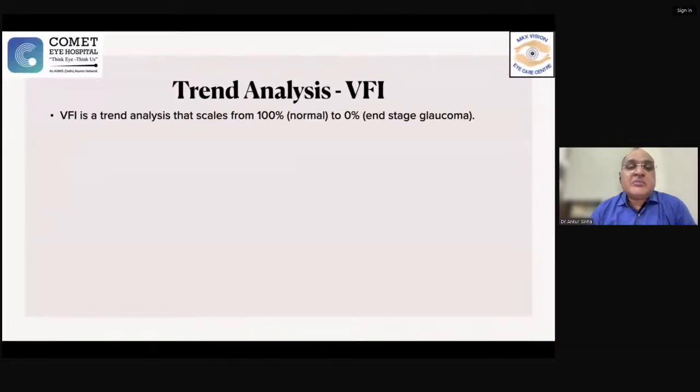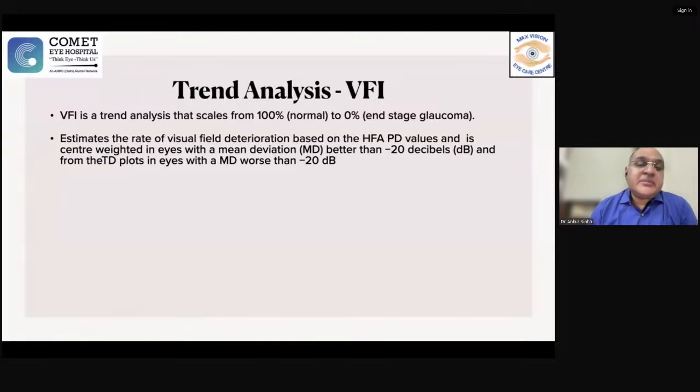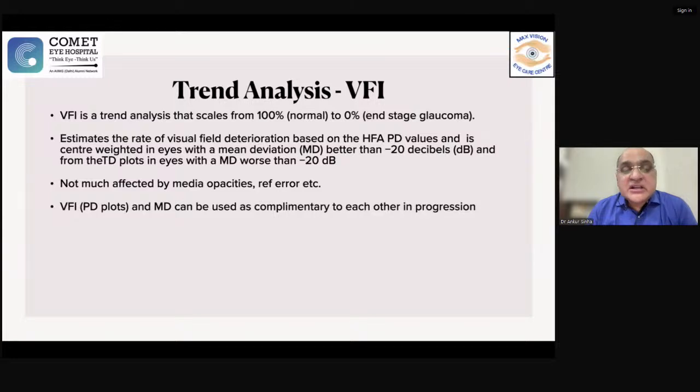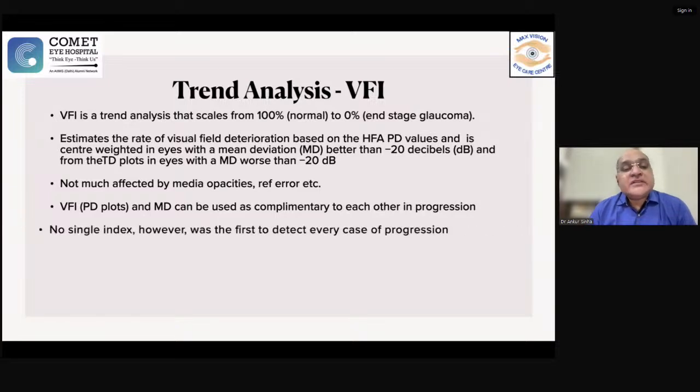Now, VFI is one of the forms of trend analysis which scales from 0 to 100. In the early part of VFI, when the sensitivity is good, it is based upon the pattern deviation plot. But when the sensitivity goes down below 20 decibels, it takes up the mean deviation to calculate the VFI. Now, this VFI is not affected by the media opacities and refractive errors, because it is largely based upon the pattern deviation plots. So VFI, which is based upon the pattern deviation plot and the mean deviations in the visual field, can be used as complementary to each other to assess progression.